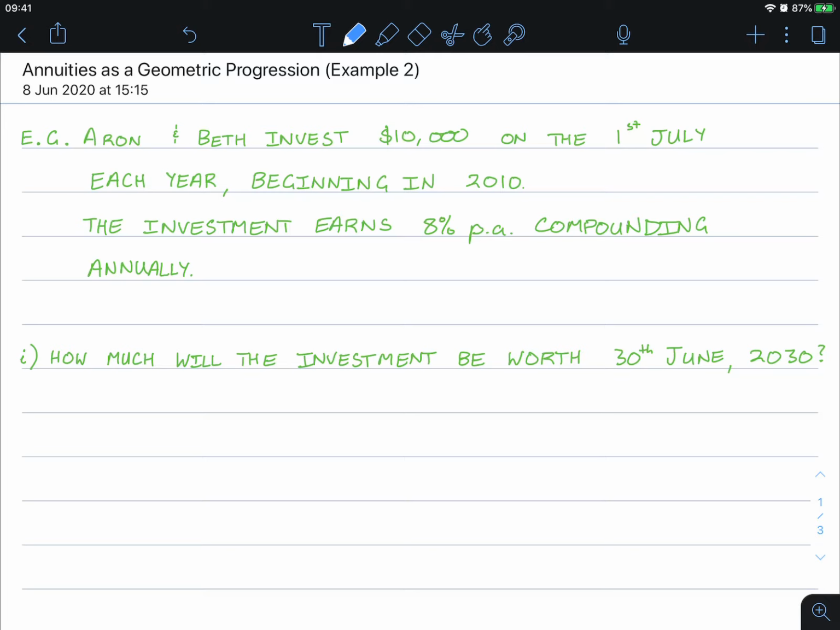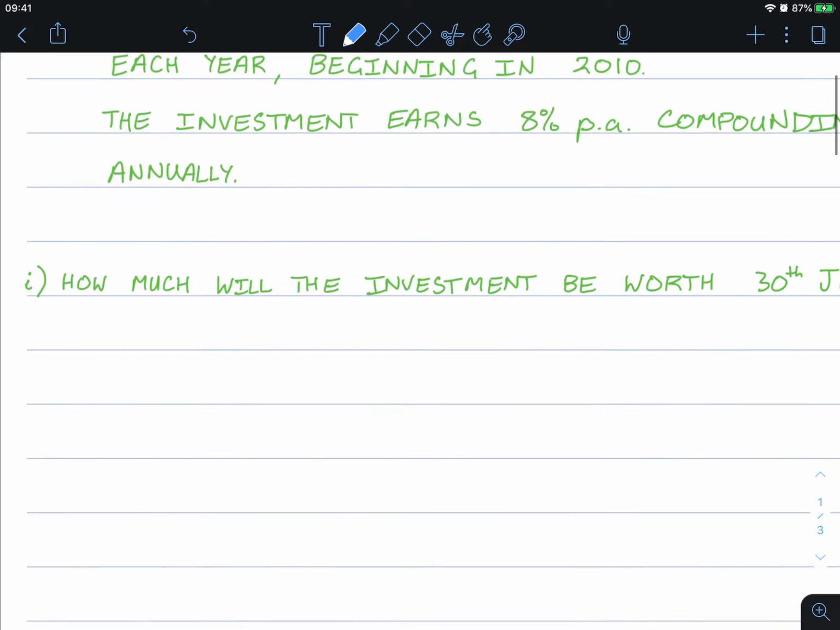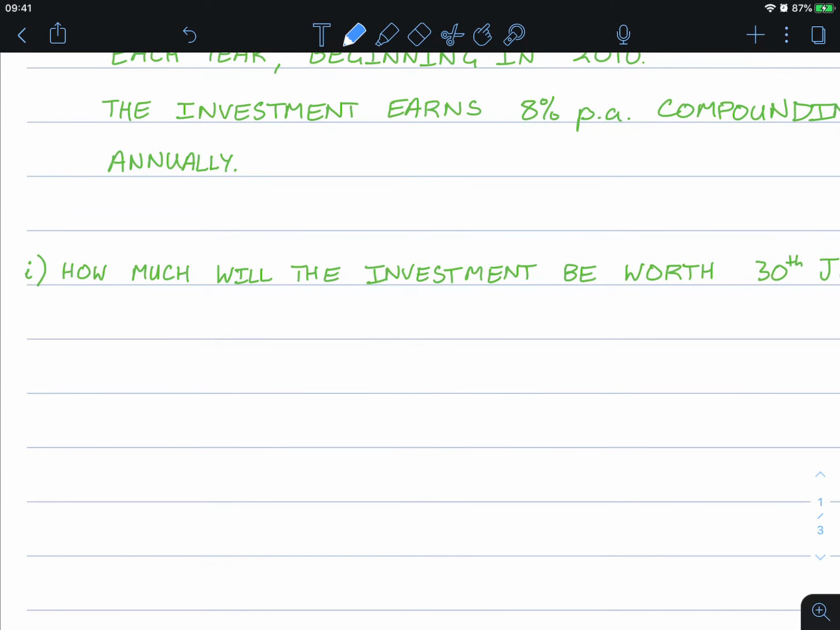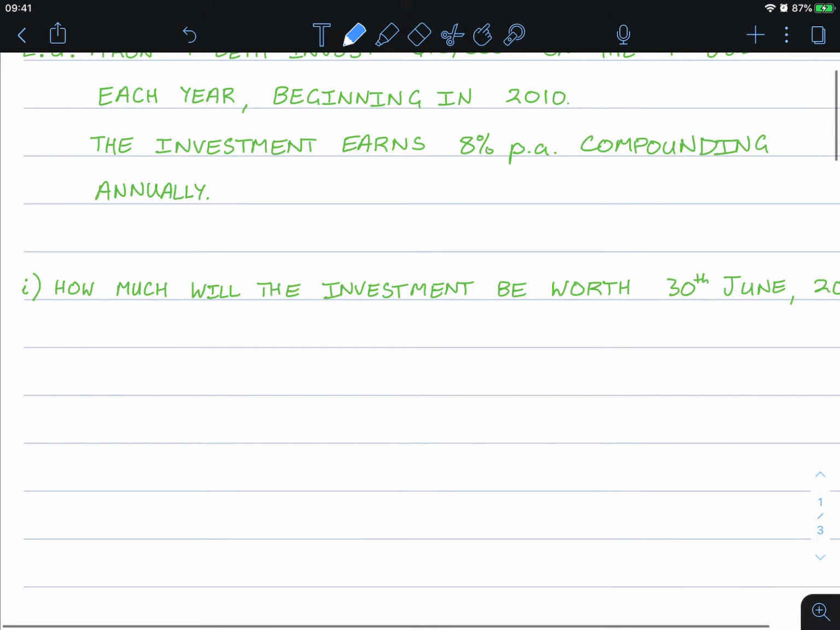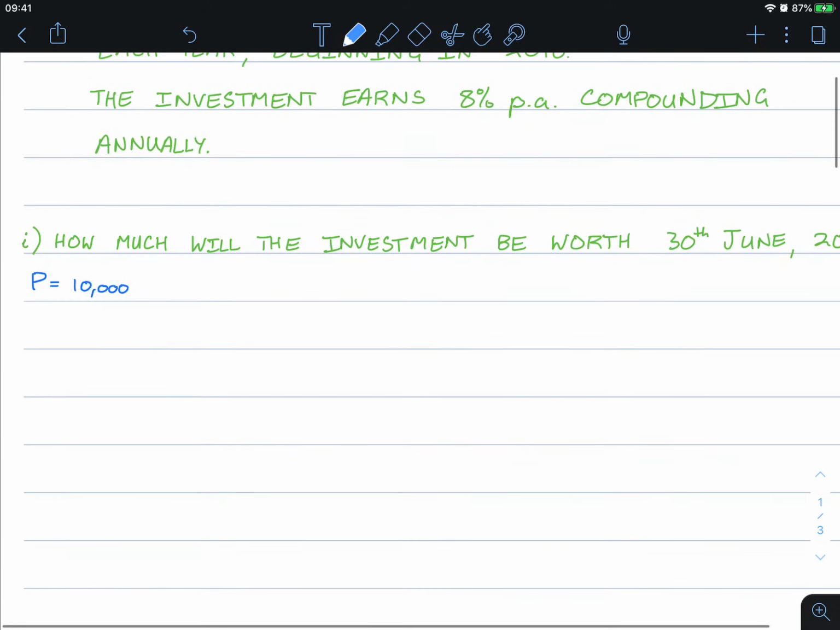Now we should figure out how many years first between 2010 and 2030. Nice and simple. That's 20 years. So let's get straight to it. I'll make this a lot easier for myself when I construct this. I'm going to let P be 10,000. Less writing for me later on. You'll see what I mean.